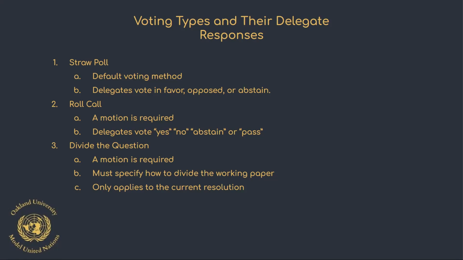This motion is made when a member of the body wishes to consider two or more parts of the working paper at hand to be voted on separately and must specify how the division of the question is to take place. Multiple motions to divide the question can be made and will be voted on in order of destructiveness. Should the motion fail, the working paper will be voted on as a whole.